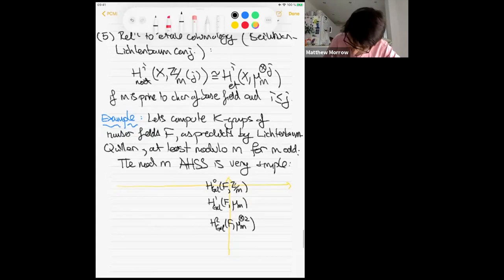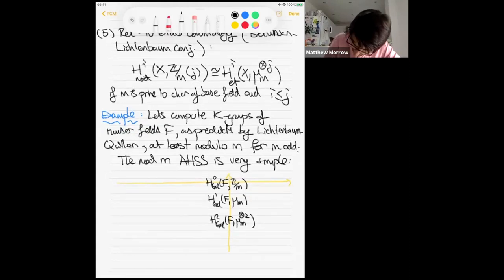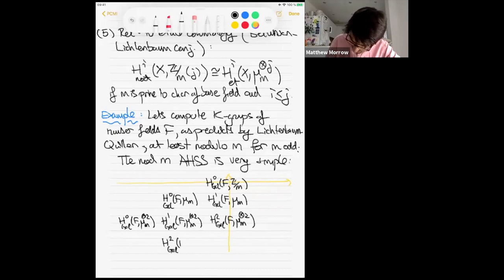And so now I can continue computing and continue writing down my spectral sequence. Here I'll pick up an H0, again, coefficients in mu M. Here I'll have an H1, coefficients in mu M tensor 2. Over here I'll have an H0, again, coefficients in mu M second twist. Then I'll have an H2, coefficients in mu M tensor 3. And okay, I'll continue. My spectral sequence will continue down like this. And everywhere else, I get lots and lots of zeros.